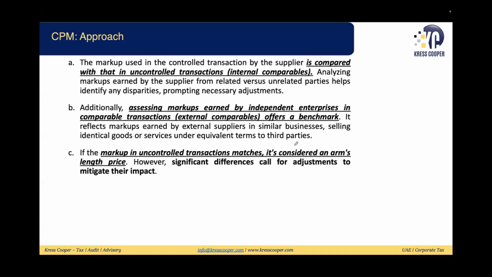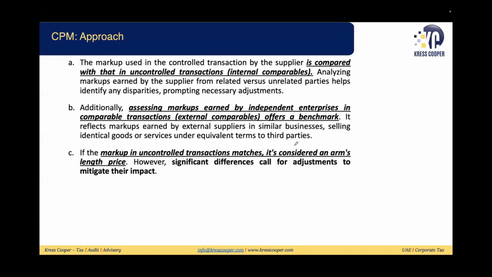These benchmarks, these standards, can be internal comparables or external comparables. Two things are very important, as we have discussed in the previous two methods as well, the comparable uncontrolled price method and the resale price margin method. First, internal comparable. Second, external comparable. Third, itself, whatever price we have for the product, whatever arm length price we have calculated based upon the model cost plus markup.